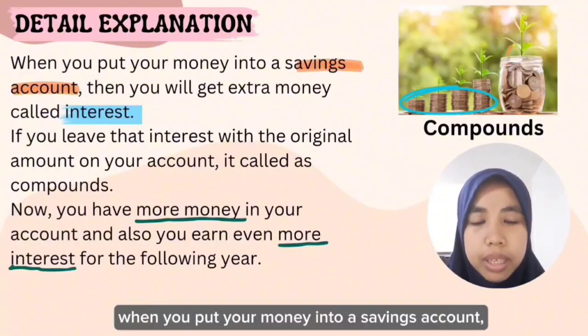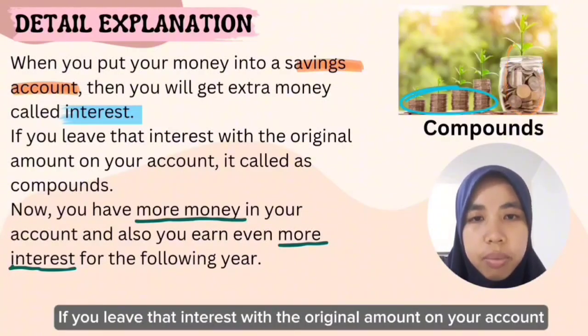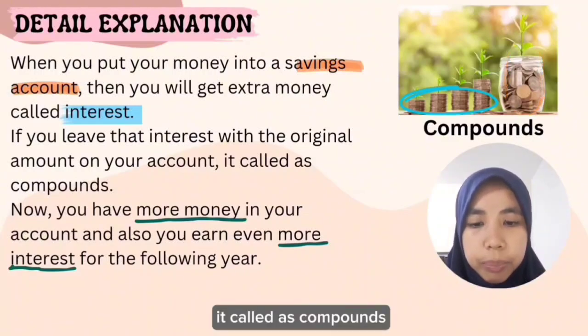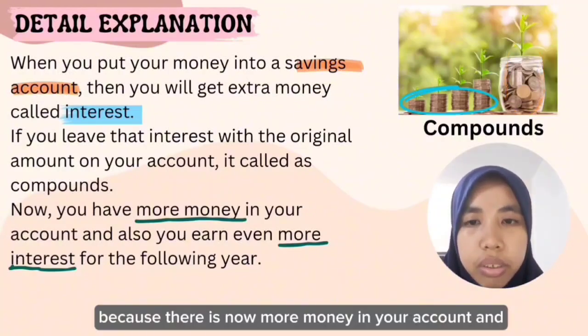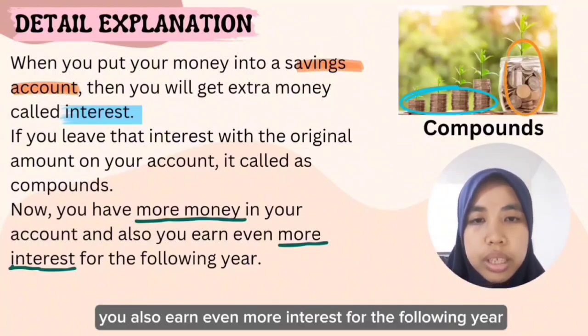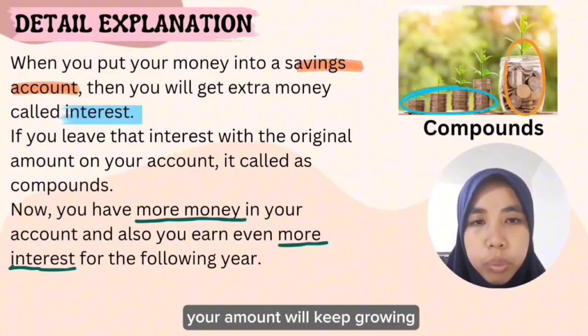For a detailed explanation about compound interest, it works like this. When you put your money into a savings account, you will get extra money called interest. If you leave that interest with the original amount in your account, it is called compounding. In other words, because there is now more money in your account, you also earn even more interest for the following year. And if you don't touch your savings, your amount will keep growing.